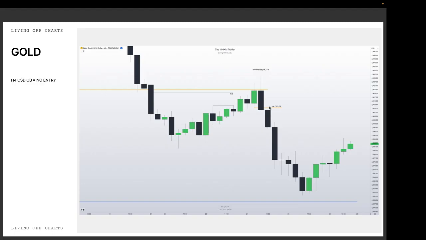We could miss our entry. Price might not retrace into the OB, especially if there is an FVG with it. Price could hit the FVG and retrace. In this case here on the 4-hour, no entry.